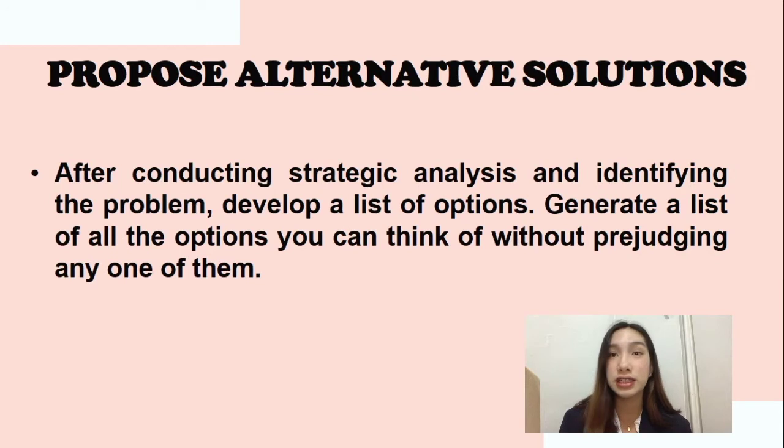After conducting strategic analysis and identifying the problem, you have to develop a list of options. What are the possible solutions? What are the alternatives? Then first, generate a list of all the options you can think of without prejudging any of them. Remember that not all cases call for dramatic changes or dramatic decisions. Some companies just need to make small adjustments, and in fact, doing nothing may be a reasonable alternative in some cases. Although that is rare, it might be useful to consider what will happen if the company does nothing.